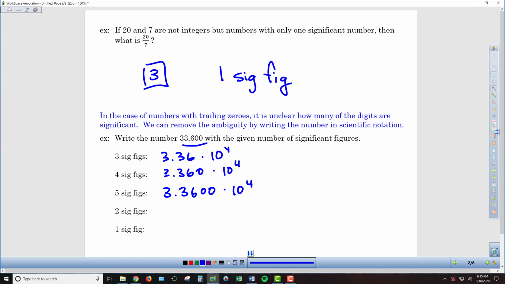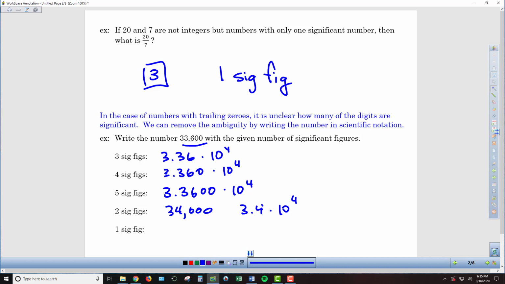Now, if we want to end up with just 2 significant figures, we're going to have to round that number off. So 33,600, we could write that as either 34,000 if we want to write it in standard notation, or of course in scientific notation, that'd be 3.4 times 10 to the 4th. We just have to be careful not to include any of those trailing zeros, because otherwise we'd be increasing the number of significant figures.